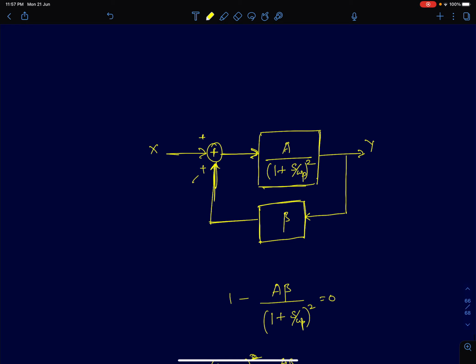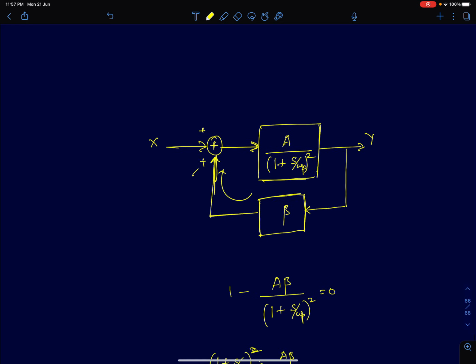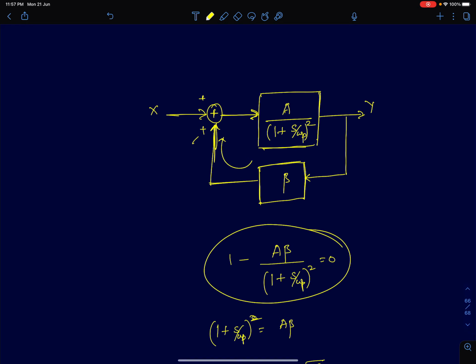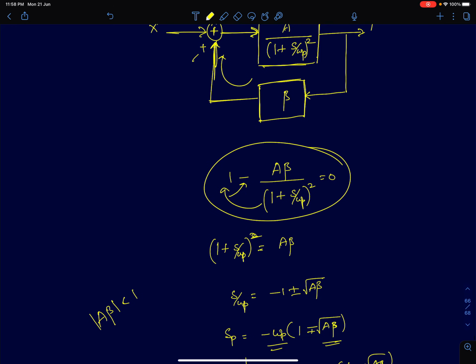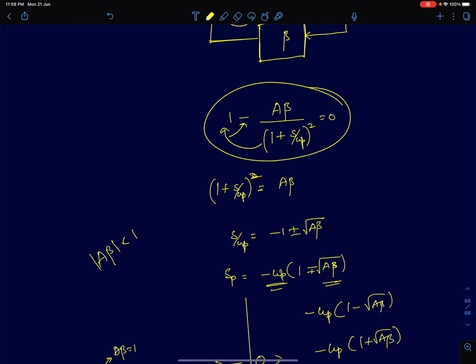Now we'll consider a positively fed back system. The characteristic equation here, instead of 1 plus, is going to be 1 minus, and therefore you end up getting this equation. Previously this term was negative, so when you took the square root, we got the imaginary number i. The poles were complex, but now it's no longer negative, so the poles will be real, and will be given by minus omega p into 1 plus minus root a beta.